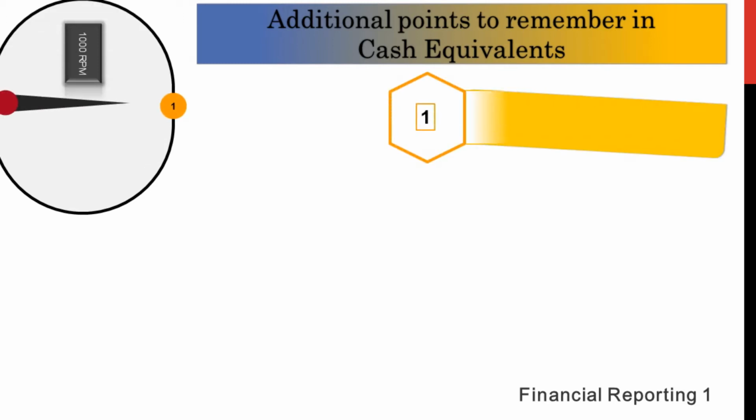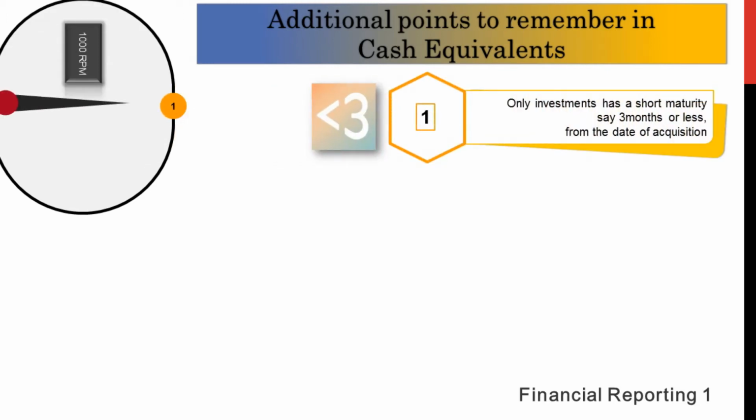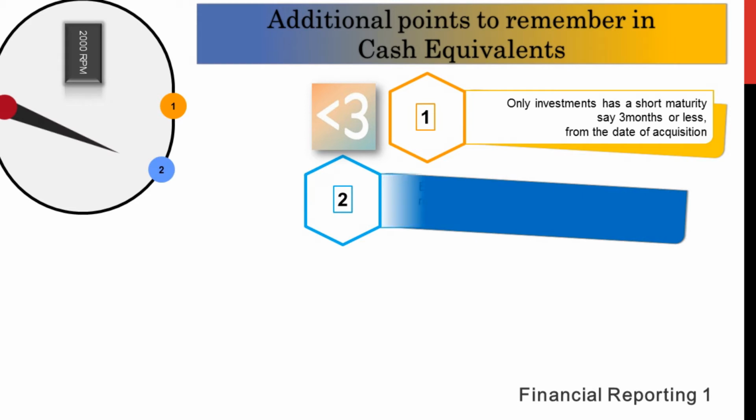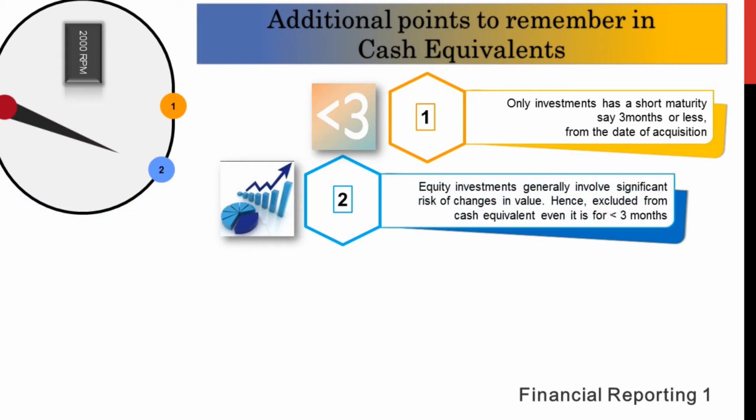There are additional points to remember in cash equivalents. According to the definition, they are short term in nature. First question is, what period shall be termed as short term? Ind AS gave clarification that any investment held for 3 months or less from the date of acquisition will be termed as short term. Next, question number 2. Will equity investment for less than 3 months qualify as cash equivalent or not? Answer is no. Our point number 2 in the definition says they are not subject to significant risk of changes in value. Generally, equity involves significant market risk, hence it is excluded from cash equivalent.